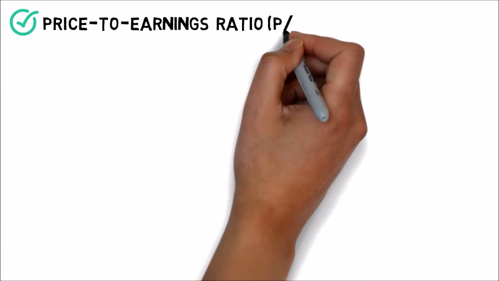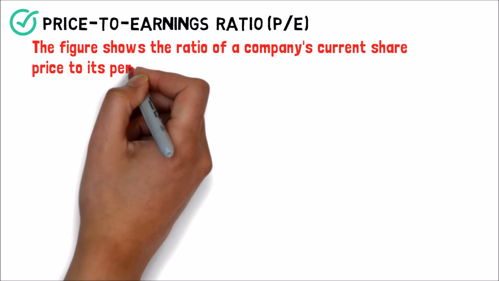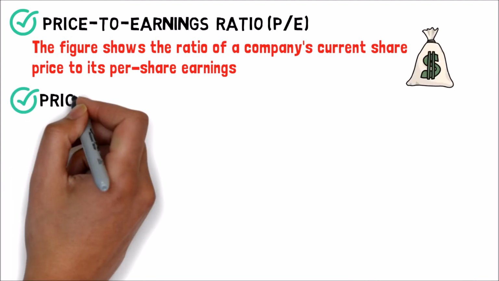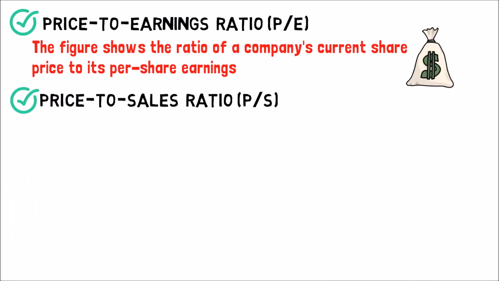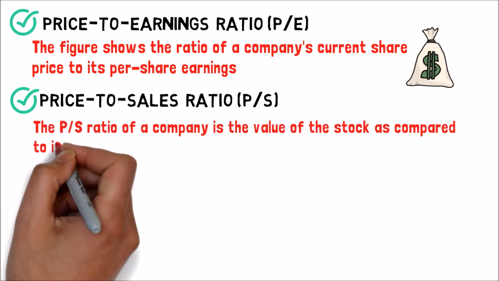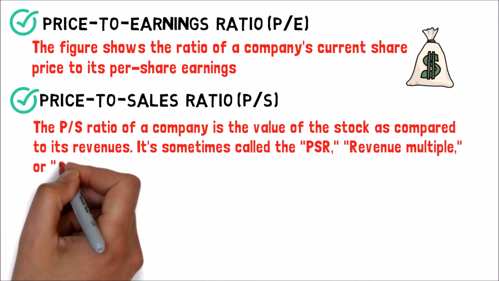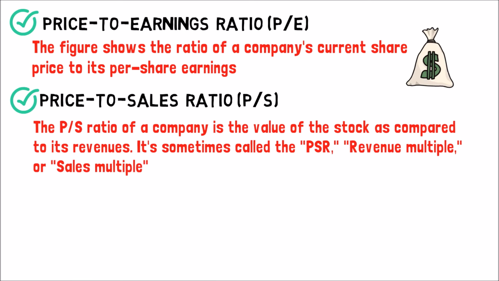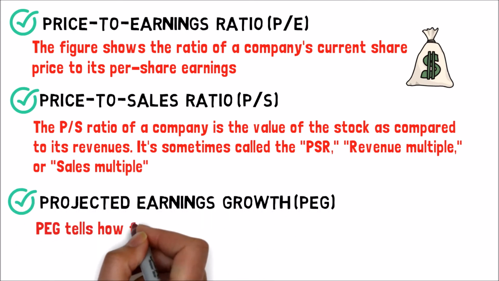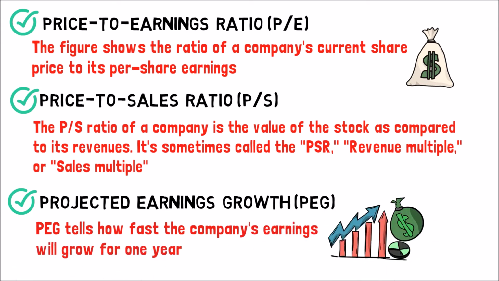Price to earnings ratio, PE. The figure shows the ratio of a company's current share price to its per share earnings. Price to sales ratio, PS. The PS ratio of a company is the value of the stock as compared to its revenues. It's sometimes called the PSR, revenue multiple, or sales multiple. Projected earnings growth, PEG. PEG tells how fast the company's earnings will grow for 1 year.